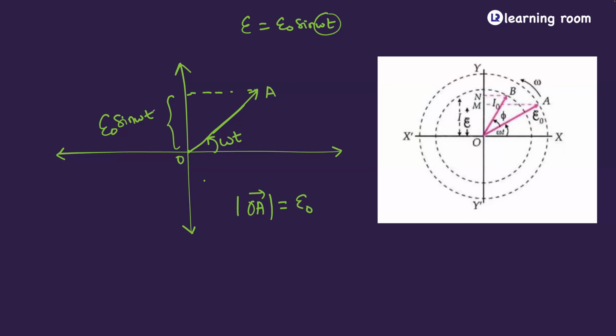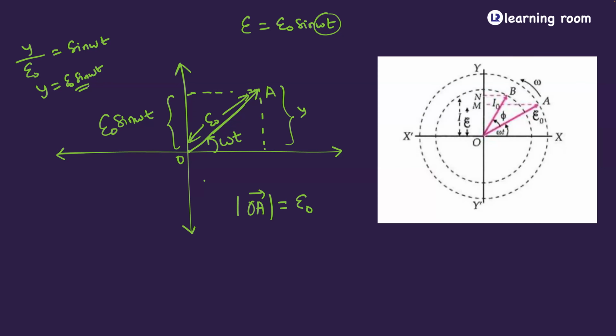You need not memorize it. Very simple. If you drop a perpendicular here, how much is OA? OA is E naught, right? If I take this to be y, so what is y divided by E naught? Opposite by hypotenuse, sine omega t. Then what is y? Now you understood why it is instantaneous value. So when you drop from here, this is what is called projection.